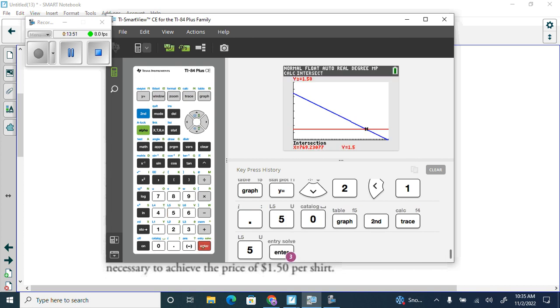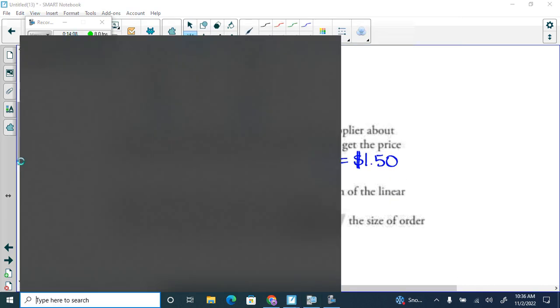Now, if I buy 769 shirts, it gets me to $1.50. I need to go below $1.50. So if I buy 769, it's at $1.50. So I actually have to buy how many to get it below? 770. So it doesn't matter what the rounding rules are. I'm going to go up to 770.